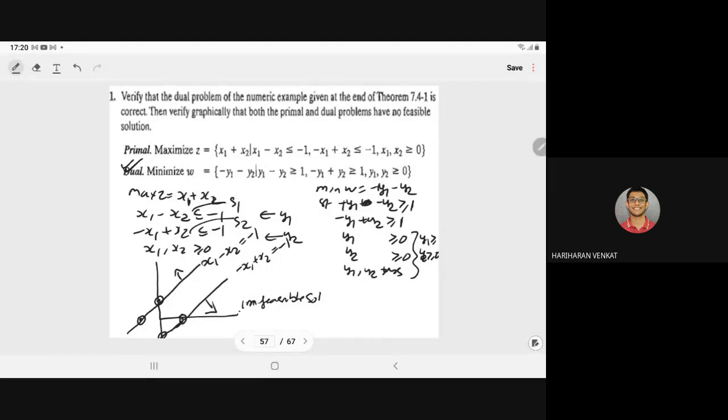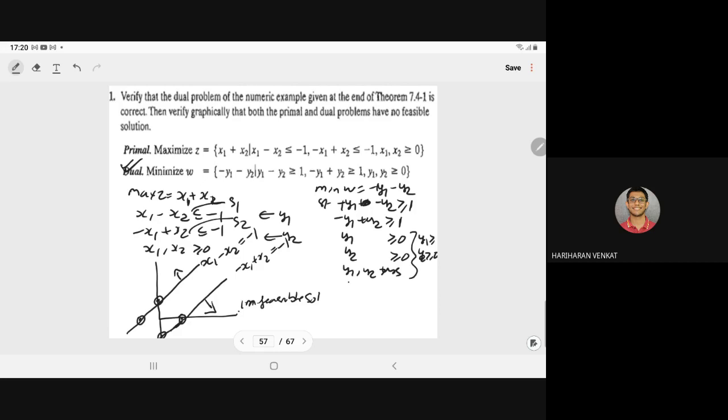Now when you draw the graph for this, let's say this is y1, this is y2. If you draw the first constraint, y1 minus y2 is equal to 1. When y1 is equal to 0, y2 is -1, and when y2 is equal to 0, y1 is +1. This is the line, and when we take 0, 0 as a reference point, 0 greater than 1 is not true, so it will come on this side.